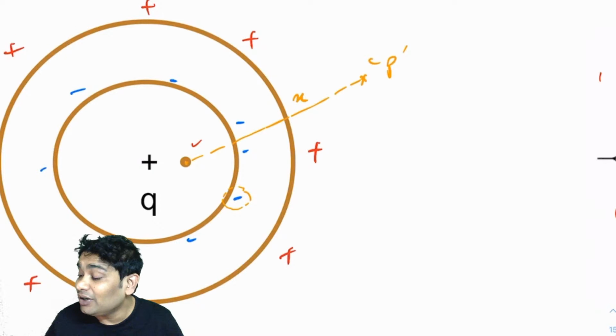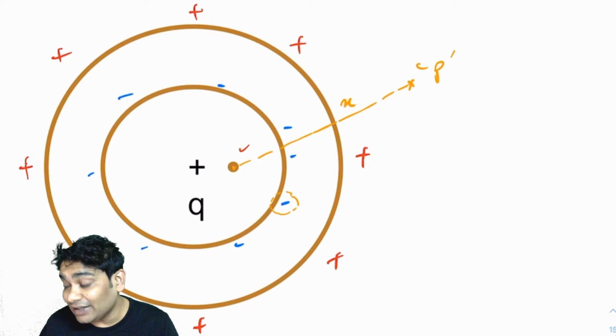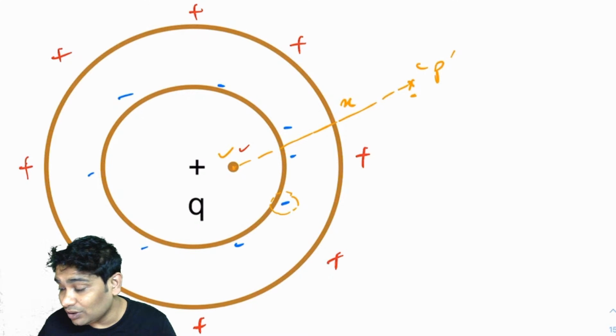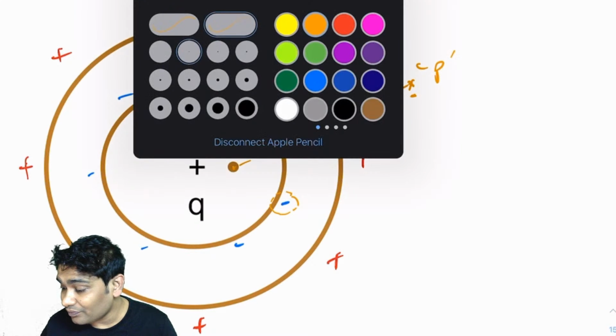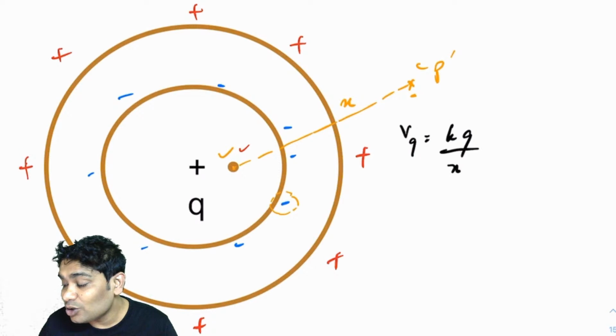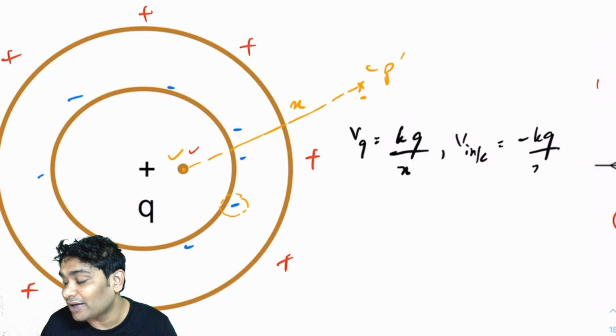Now, it is very simple. You don't know the charge distribution, but you know one thing for sure: the induced charges will cancel the potential produced at this point due to this Q. Due to this Q, the potential would be V due to Q equals KQ over x. So I immediately know V due to the induced charges of the cavity would be minus KQ over x.